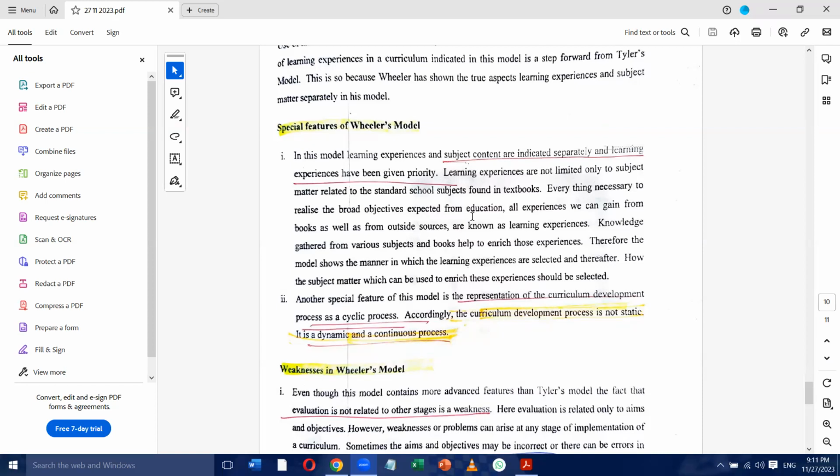Another special feature of this model is the representation of the curriculum development process as a cyclic process. Accordingly, the curriculum development process is not static. It is a dynamic and continuous process, because it is moving. With time passage, you add something, you remove something. You recondition the system. You add, you remove.